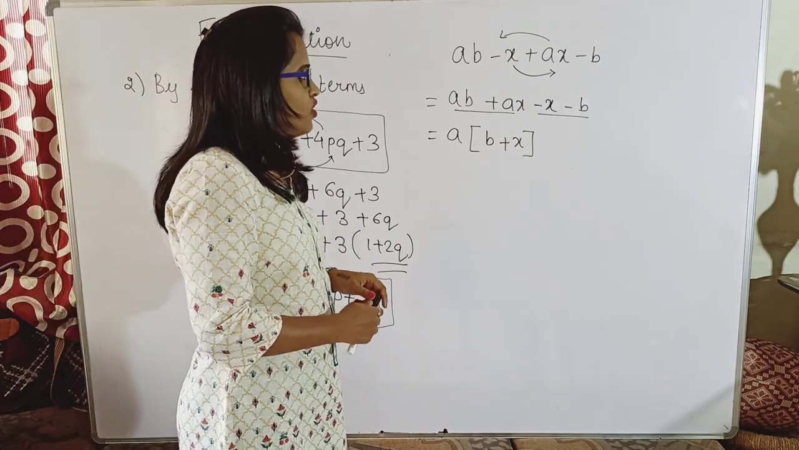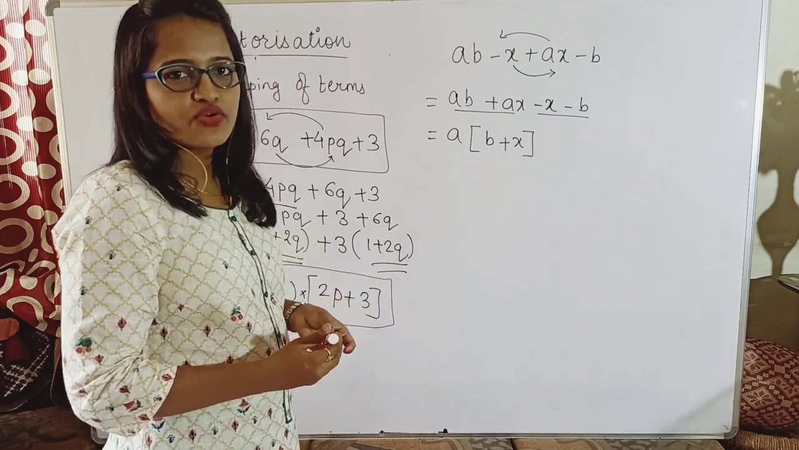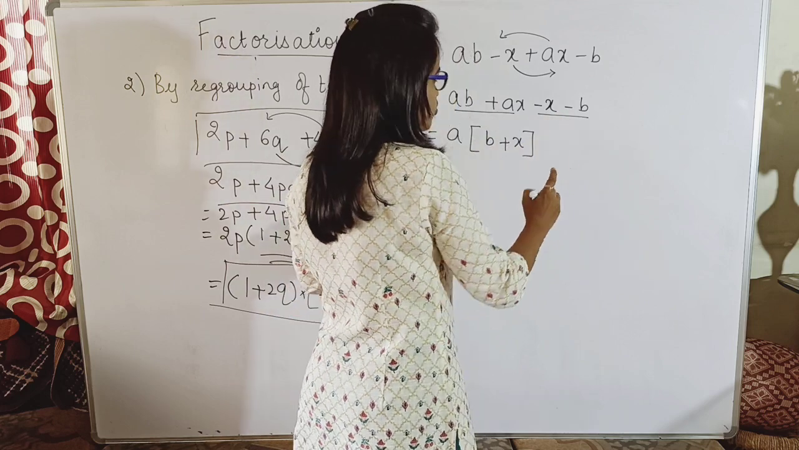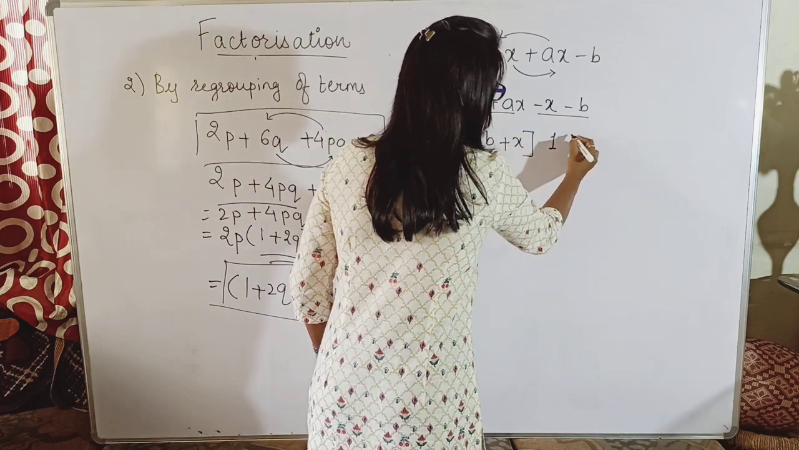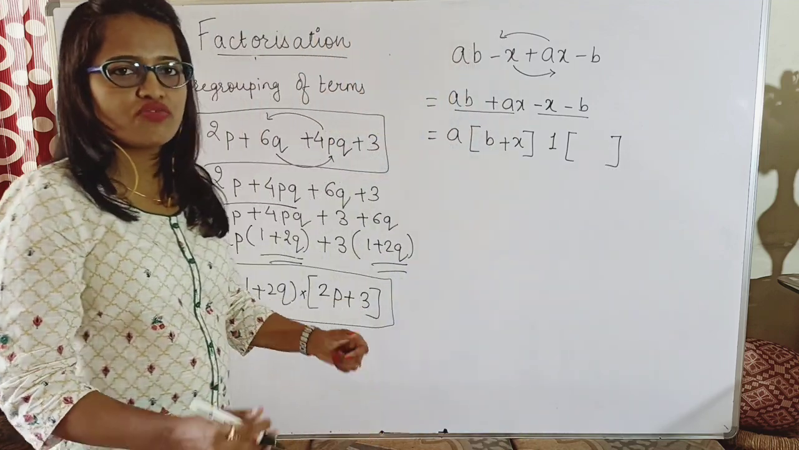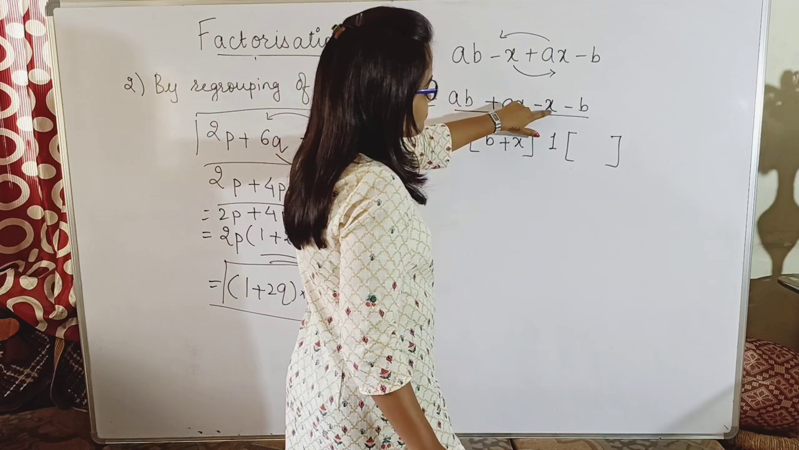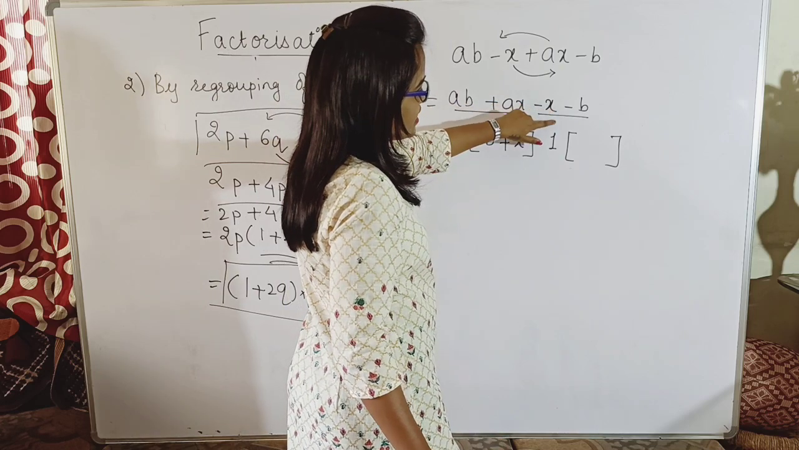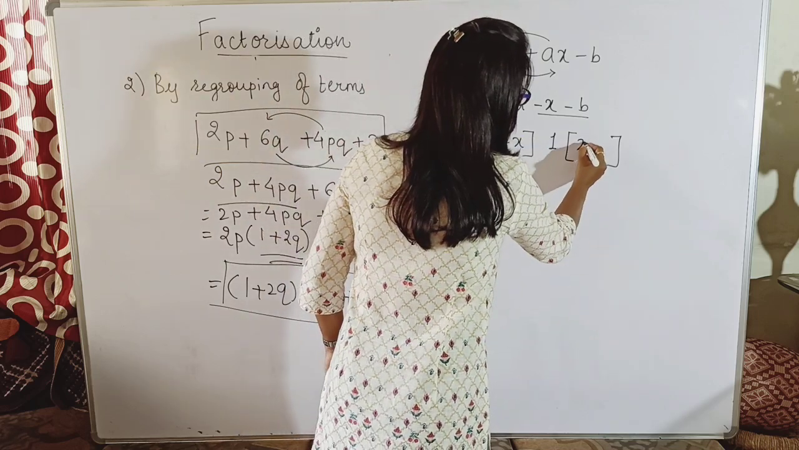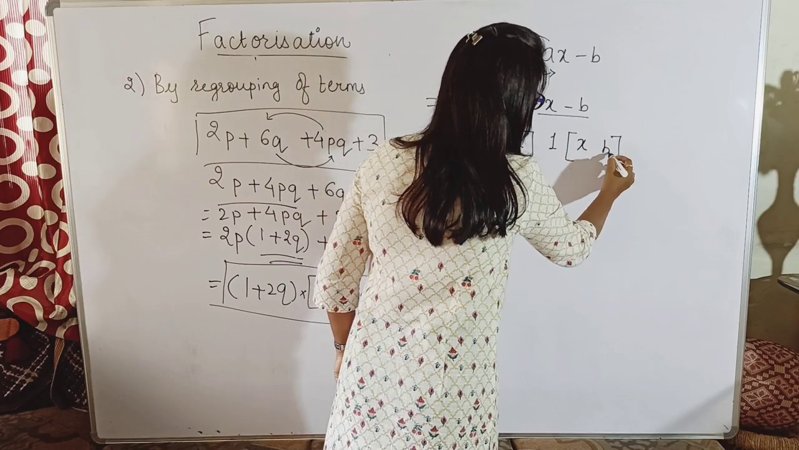Yes, so whenever there is nothing in common, what you can take is minus 1 as common. Okay, or just 1 as common. So let us take 1 as common. So when you are taking 1 as common, whatever is remaining in the bracket will come as it is. Now here x, when you divide x by 1, you get x itself. And whenever you divide b by 1, again you get b itself.